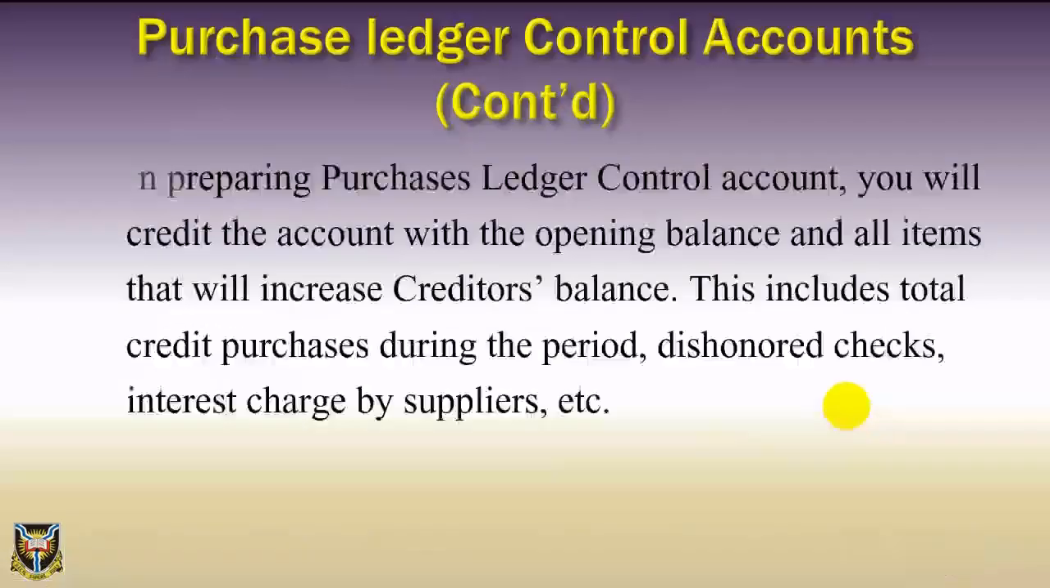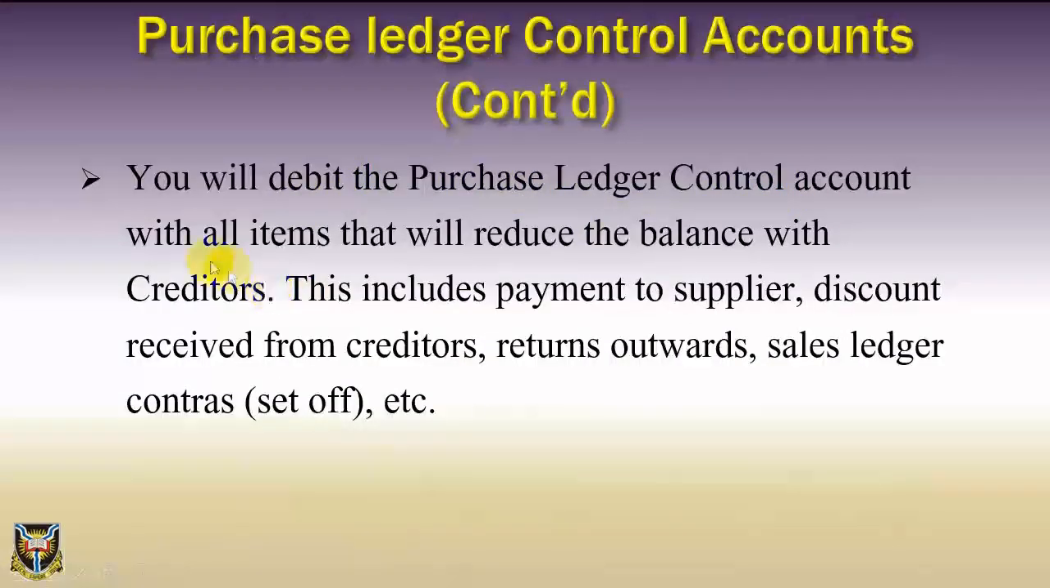In preparing purchases ledger control account, you will credit the account with the opening balance and all items that will increase creditors' balance. This includes total credit purchases during the period, dishonored checks, interest charged by suppliers, etc. You will debit the purchases ledger control account with all items that will reduce the balance with creditors. This includes payments to suppliers, discount received from creditors, returns outwards, sales ledger contra set-off, etc.